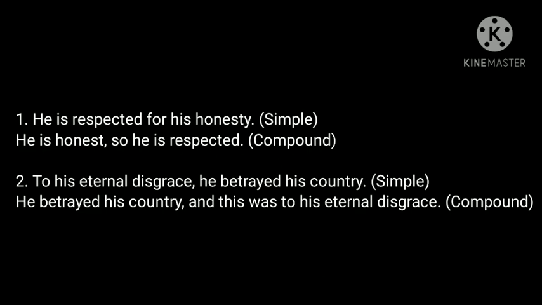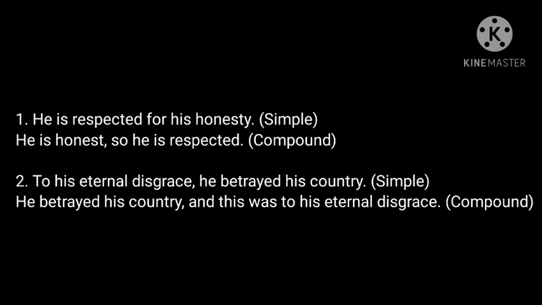Here, "he betrayed his country" is already an independent clause with subject, predicate, and finite verb. "To his eternal disgrace" is expanded into a coordinate clause, "and this was to his eternal disgrace." So you can see a coordinating conjunction "and" is joining the two sentences, "he betrayed his country" and "this was to his eternal disgrace."